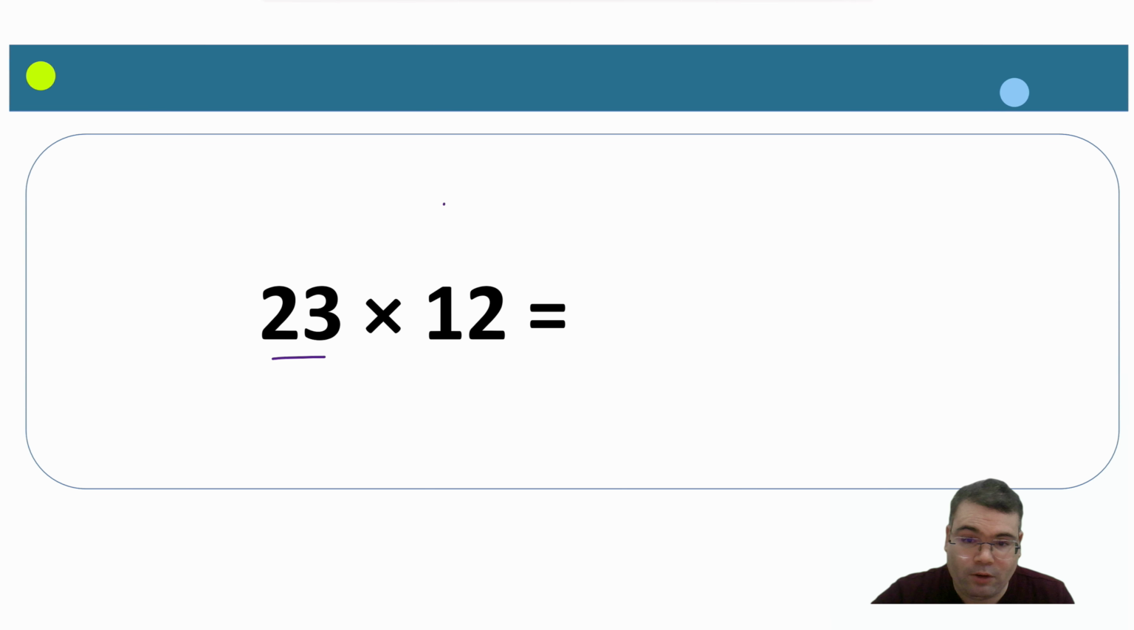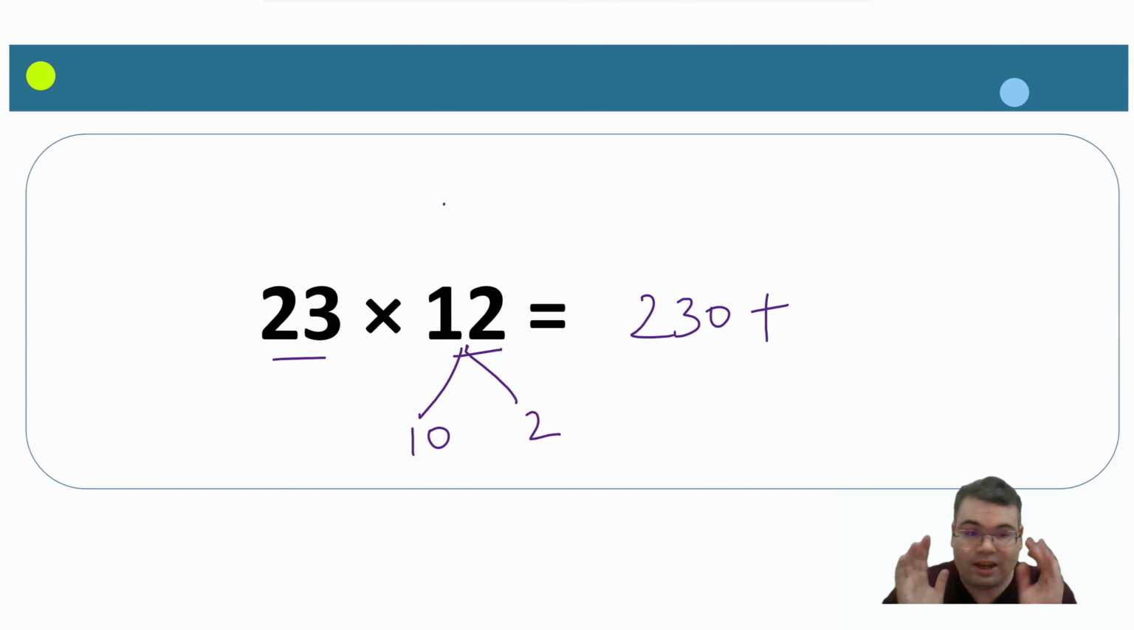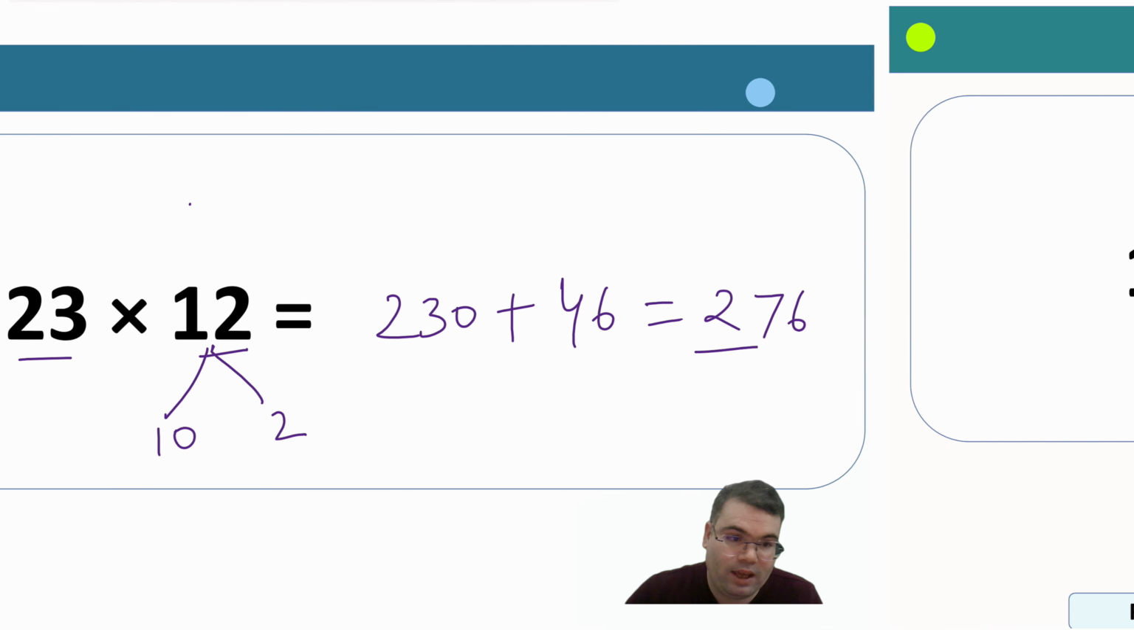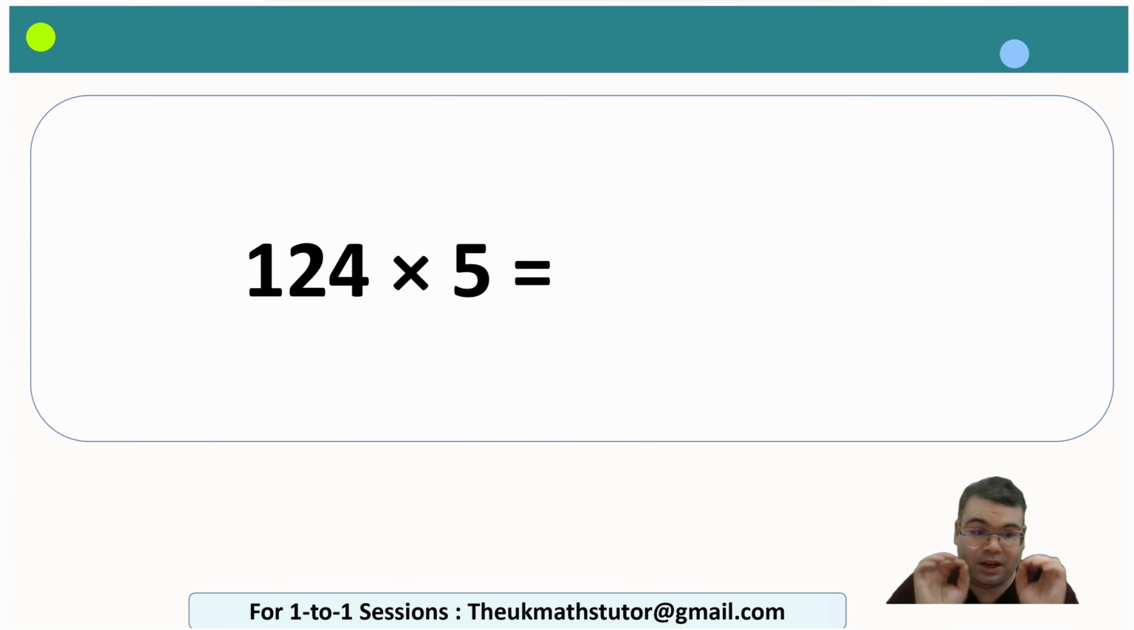So this is the next example. Here we can break 23 or 12, any of them. So 12 we can see is easier to break. So let's just break it as 10 and 2, right? So in your mind, 23 times 10 is 230 and 23 times 2 is 46. And 230 plus 46 is 276.